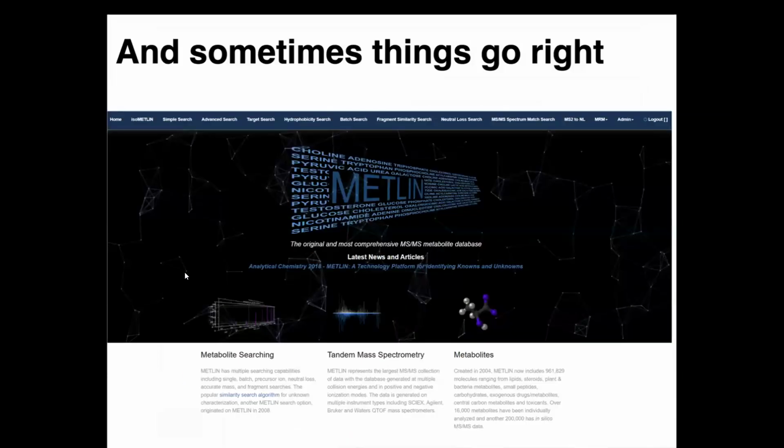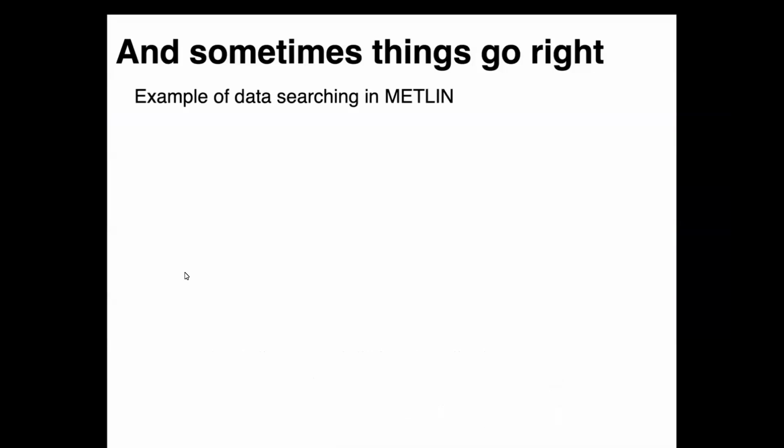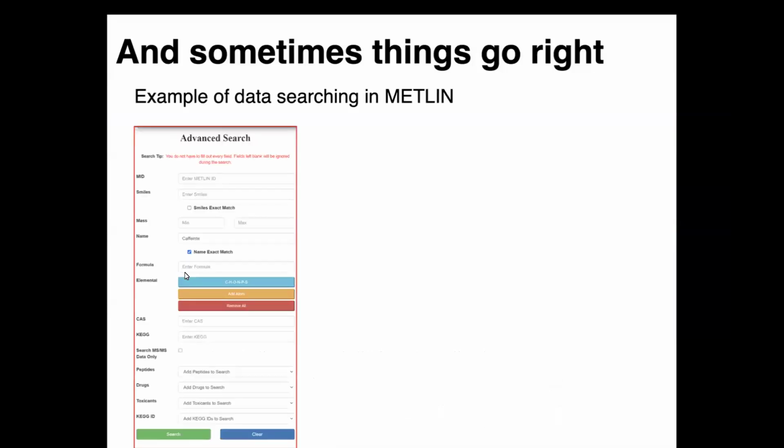And let's take a quick look inside the Medlin database. After you log in, you will see many tabs on the top of the screen, which are used for different types of searches. And here's an example of advanced search. It's pretty straightforward. You can use any information that you have to do the search. In this example, I will use the name search cafe.